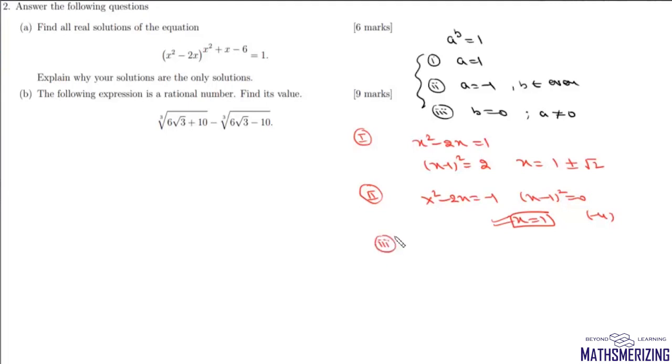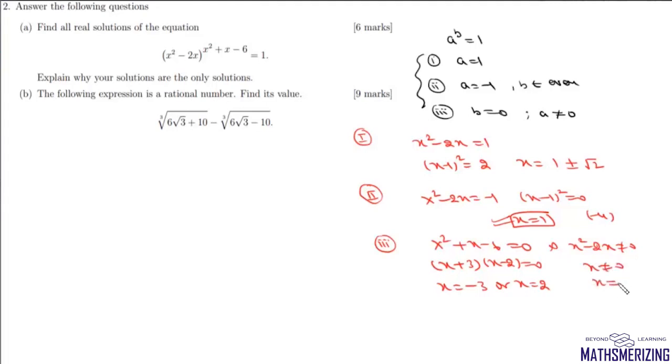And this third case when this power is 0. So this power is 0 when x square plus x minus 6 is 0. And with that, x square minus 2x should not be 0. So we'll get x plus 3, x minus 2 equals 0. So either the value of x is minus 3 or the value of x is 2. And from here we'll get x is not equal to 0 and x is not equal to 2. So from here we'll take only this solution, which is x equals minus 3. So this equation has 4 solutions. Either the value of x is 1 plus minus root 2, or the value of x is 1, or the value of x is minus 3.